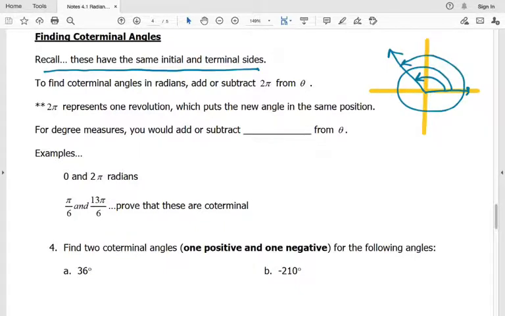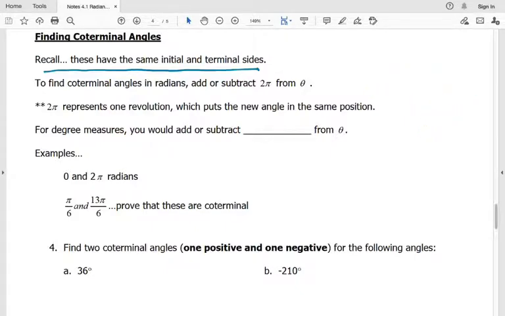I could have done just the first little part right there, or I could have done a full circle, or I could have done even more circles. There is an infinite number of angles that are going to have that same initial side and the same terminal side. All right, so let me erase all that.